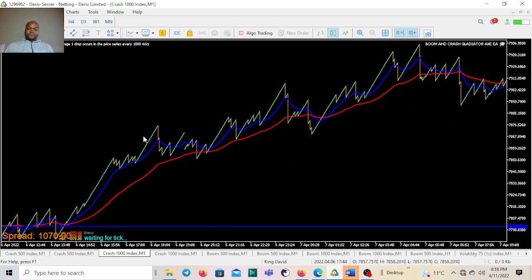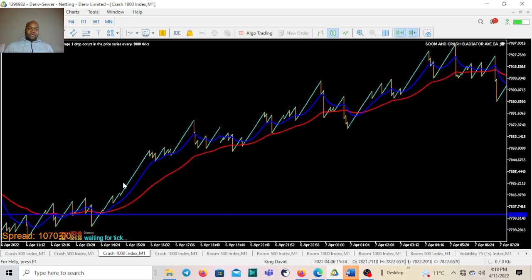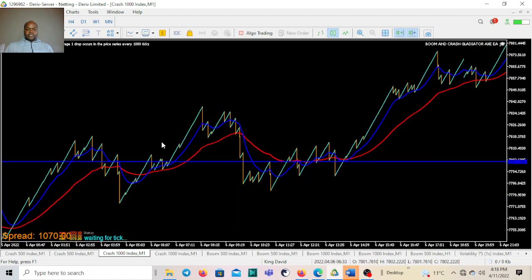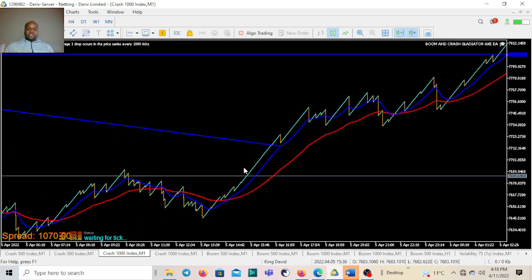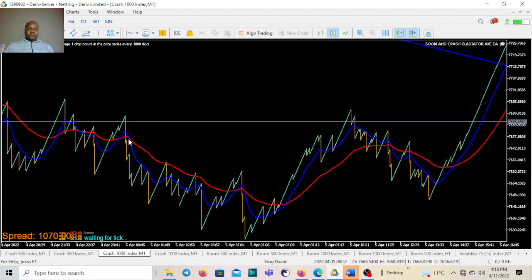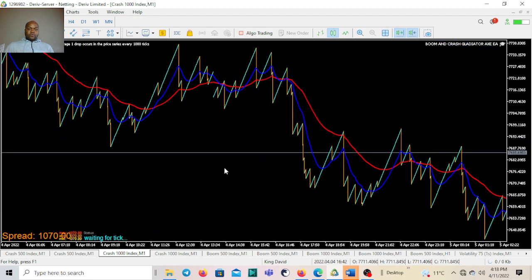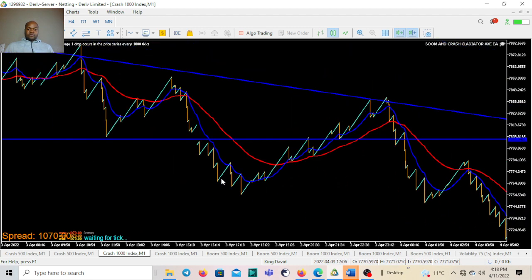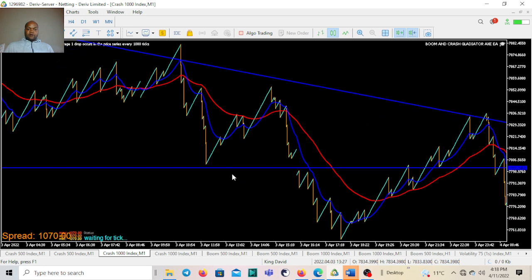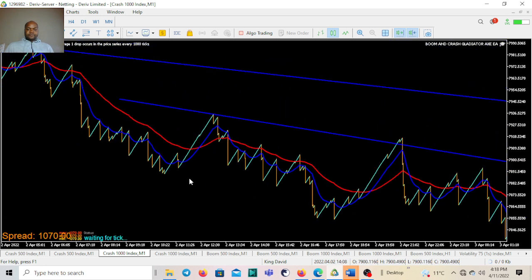Okay, here we have an entry. We're going to enter this trade at this point, and then we'll ride the trend up to this point when the 50 crosses below the 200. That's how simple this strategy is. We can go on, and we will see how powerful this strategy is.